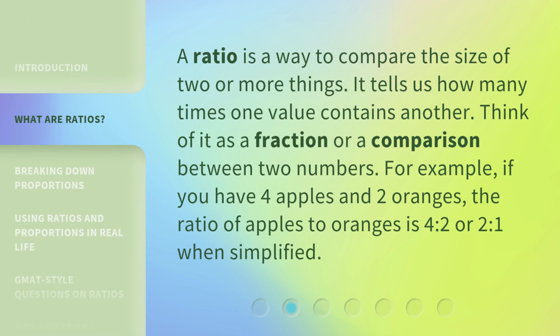A ratio is a way to compare the size of two or more things. It tells us how many times one value contains another. Think of it as a fraction or a comparison between two numbers. For example, if you have 4 apples and 2 oranges, the ratio of apples to oranges is 4:2 or 2:1 when simplified.